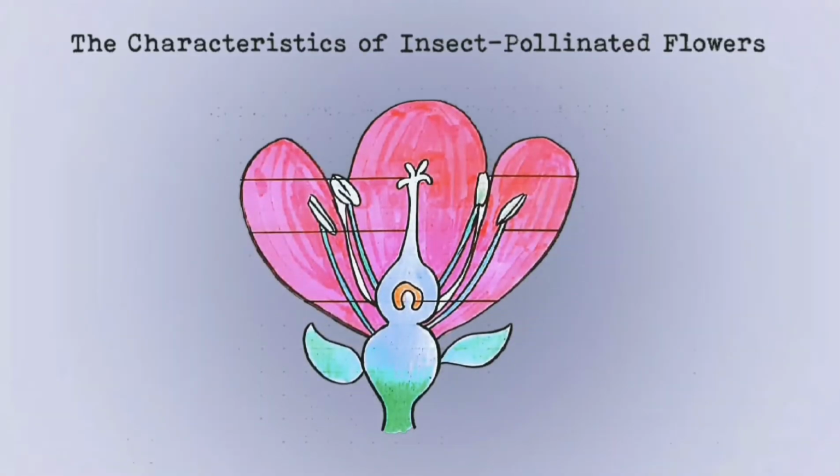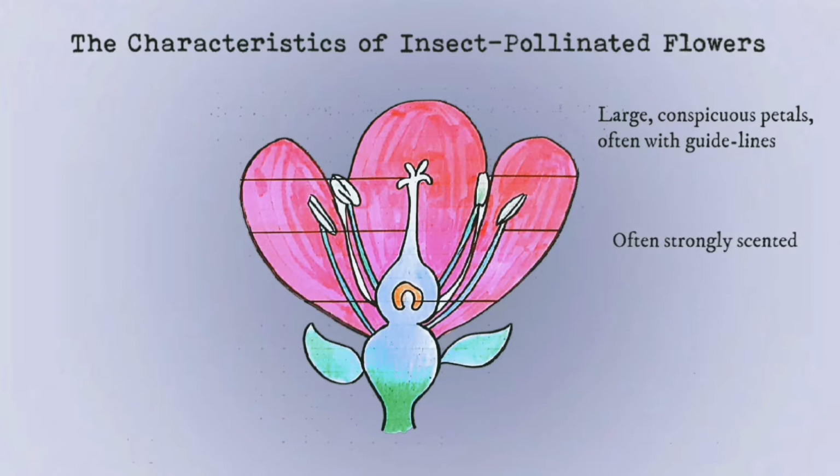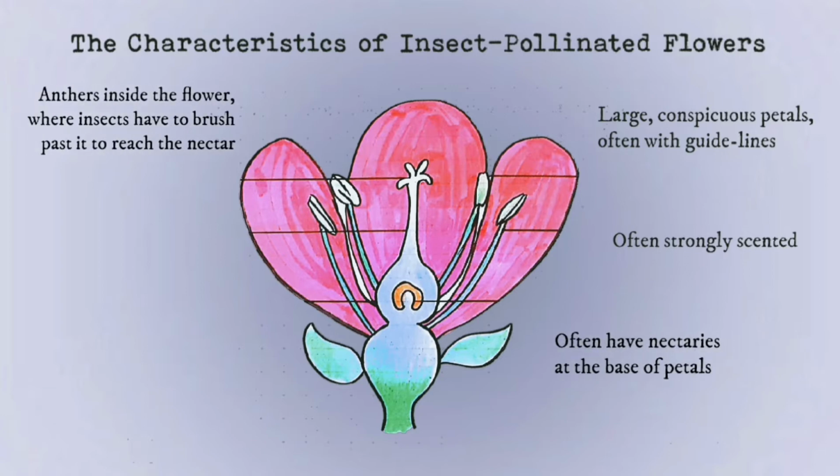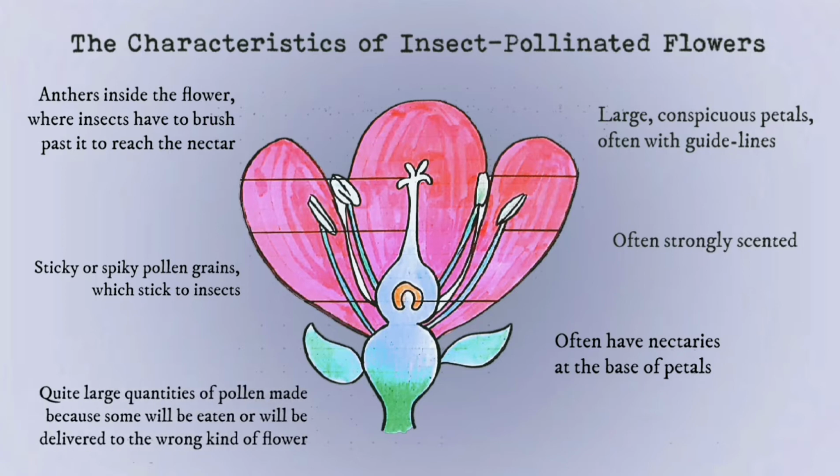Firstly, let's take a look at the characteristics of insect-pollinated flowers. Insect-pollinated flowers have large conspicuous petals, often with guidelines. They are often strongly scented. They often have nectaries at the base of petals. They have anthers inside the flower where insects have to brush past it to reach the nectar. They have sticky or spiky pollen grains which stick to insects.